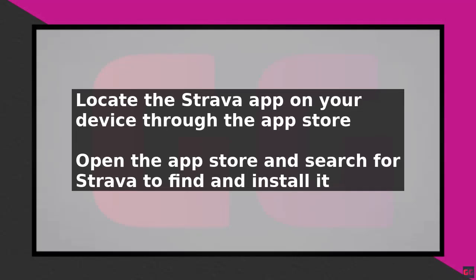To hide a map in the Strava app, start by locating the app on your device, which can be found by swiping through your screens until you see the App Store. Open the App Store, and at the bottom, you'll see options for today, games, apps, arcade, and a search button. Click on the search button to access the search bar, where you can type in Strava to find the app.